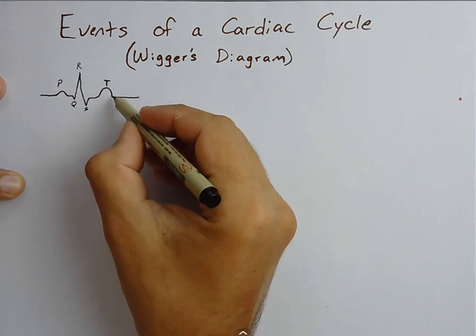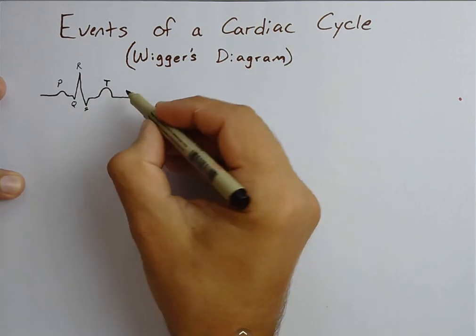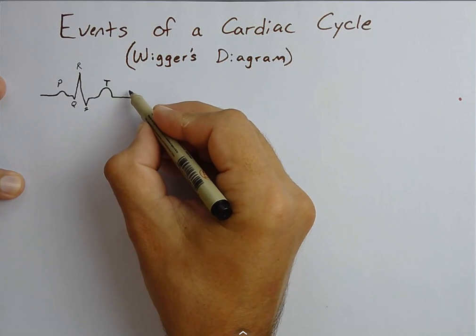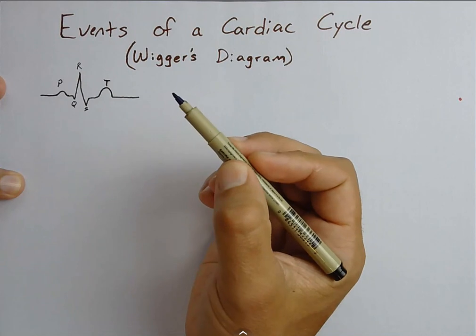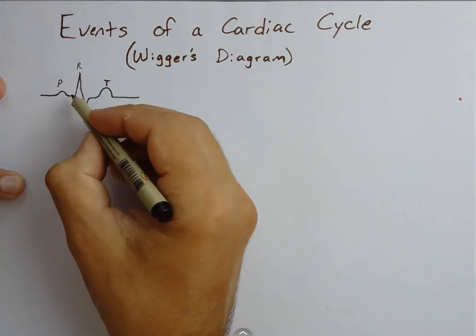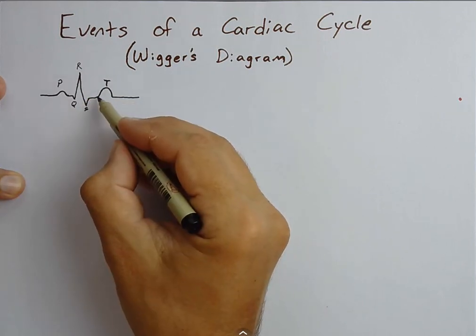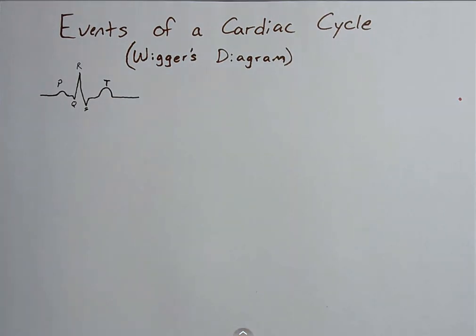The area from the end of the T to the beginning of the P is the TP segment. From the end of the P to the beginning of the Q, that's the PQ or PR segment. And from the end of the S to the beginning of the T, that's the ST segment.